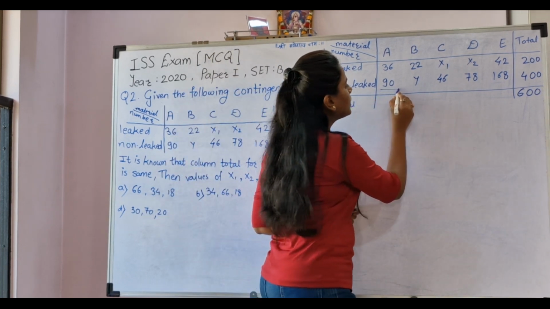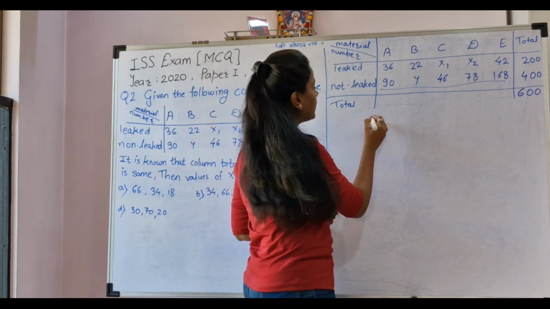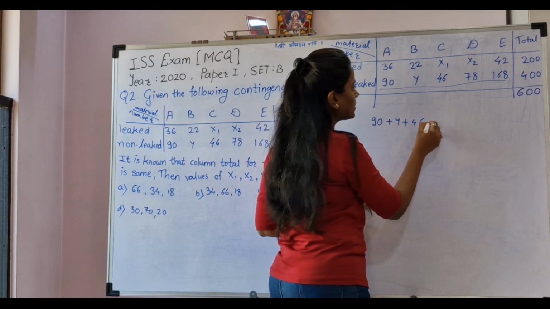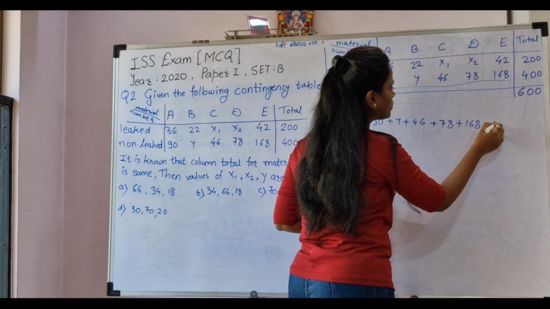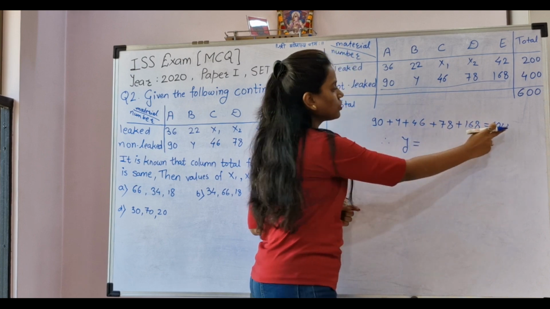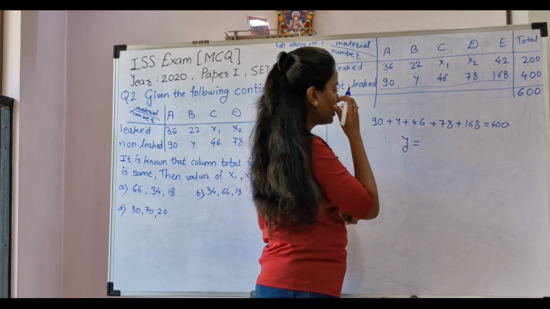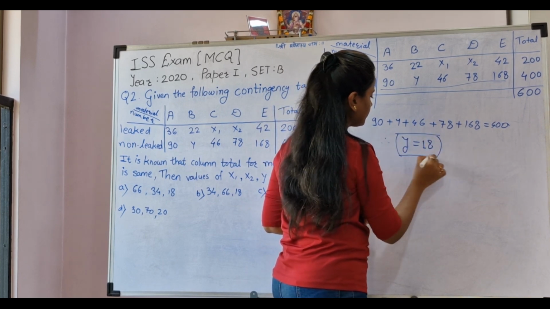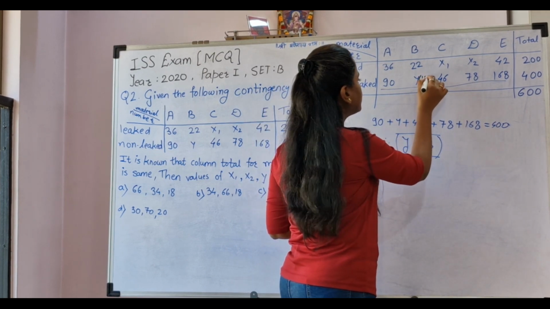We know that the sum of all these values equals 400. So here 90 plus y plus 46 plus 78 plus 168 equals 400, and therefore the value of y equals, we have to subtract all these values from 400. So we will get the value of y as 18. Okay, so we got the value of y. It is easy.